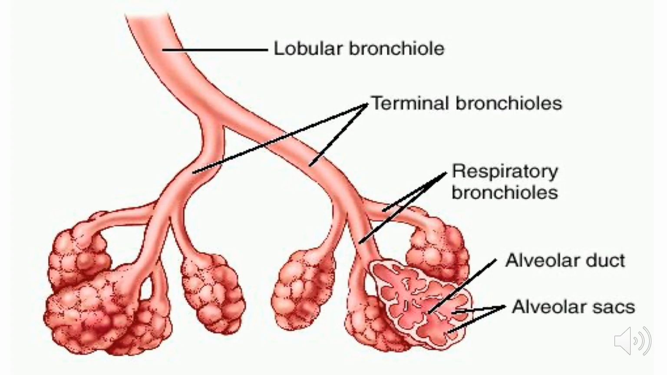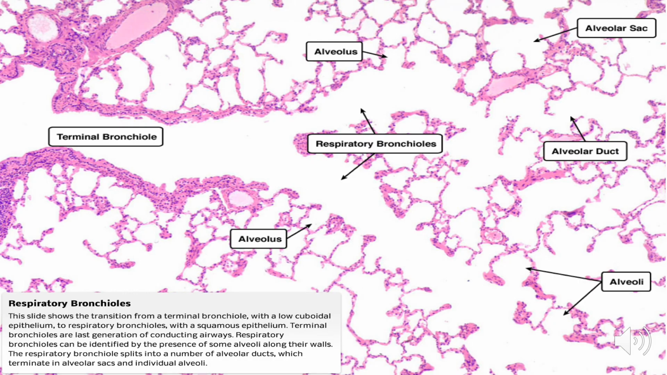Please take a look at the picture. On the left side, you have here a terminal bronchiole. It's very obvious because you don't have cartilage support in its wall, and you have the prominence of the smooth muscle. And then you will see in the middle of the photo, this terminal bronchiole will bifurcate, and the branches will now be labeled as respiratory bronchioles.